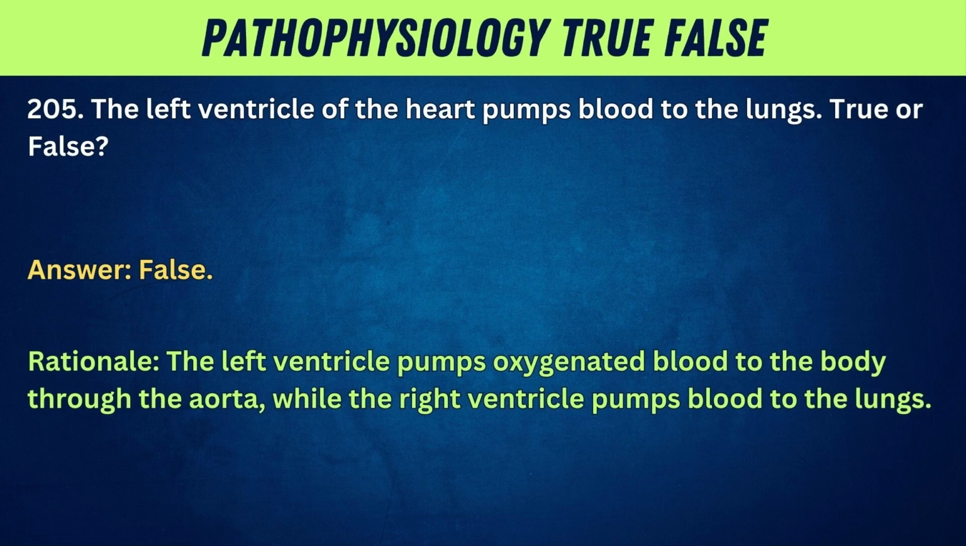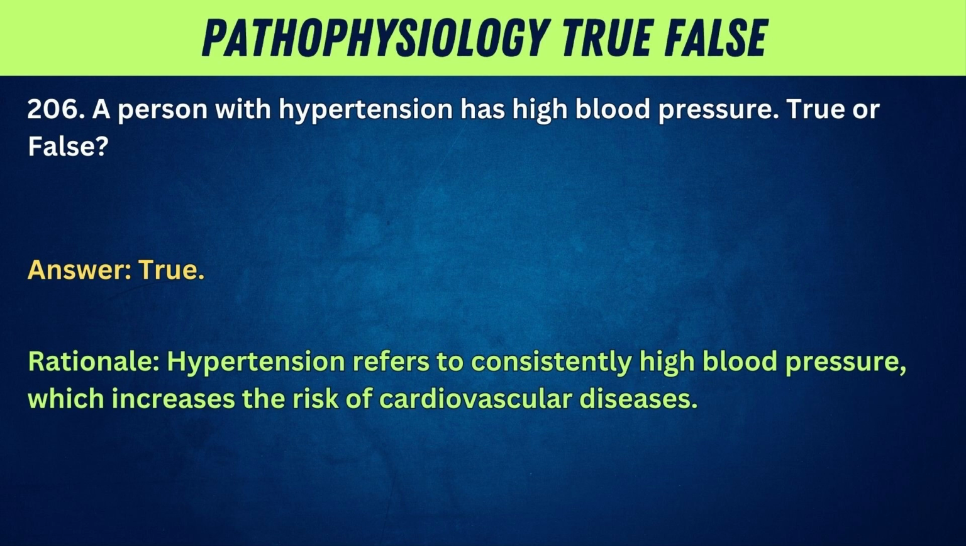205. The left ventricle of the heart pumps blood to the lungs. True or false? Answer: false. Rationale: the left ventricle pumps oxygenated blood to the body through the aorta, while the right ventricle pumps blood to the lungs.